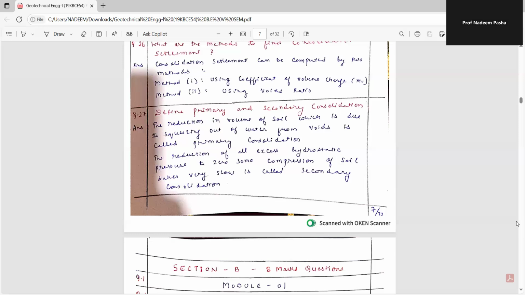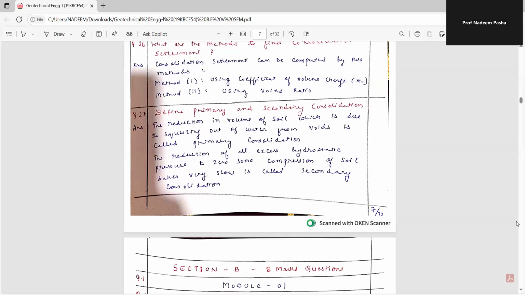Similarly, after the reduction of all excess hydrostatic pressure to zero, some compression of soil takes place slowly, and that is called secondary consolidation. See here, there is a big difference between primary consolidation and secondary consolidation. Listen here, what is primary consolidation? The reduction in volume of soil. The volume is reducing, due to what? Due to squeezing out of water from voids. What are the voids doing? They are drawing out all the water, and because of that the volume reduces. That is known as primary consolidation.